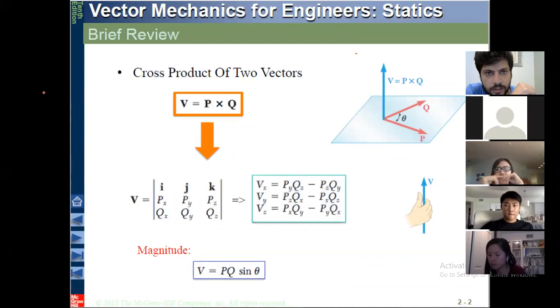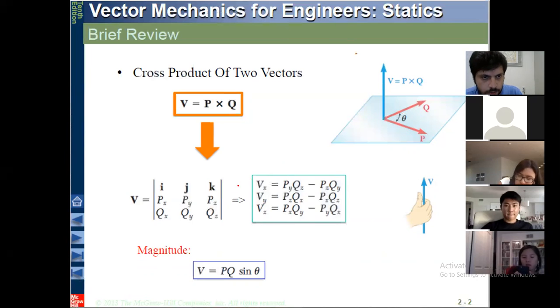we know that the cross product of two vectors is represented by V equal to P cross Q. And actually, if you have P and Q in a plane, then the cross product of P and Q would be a vector normal to that plane. So how are we going to calculate this cross product?